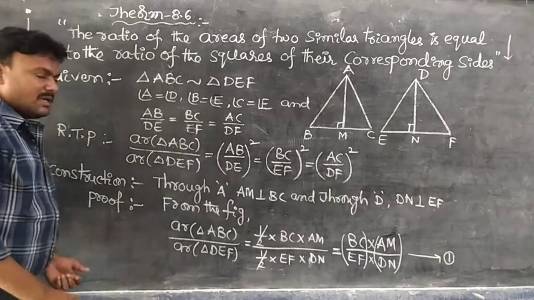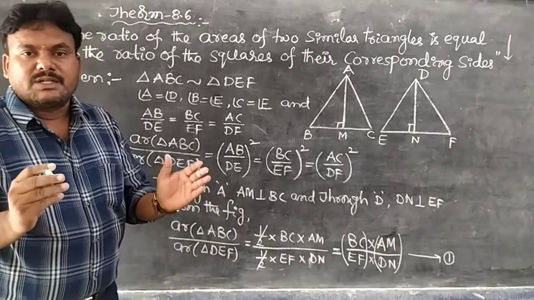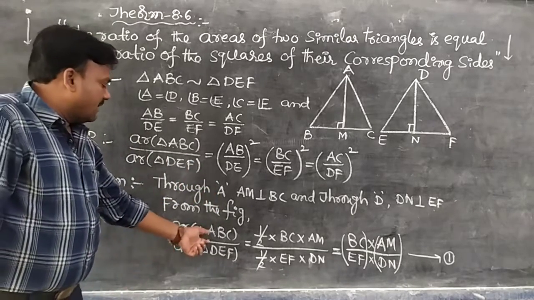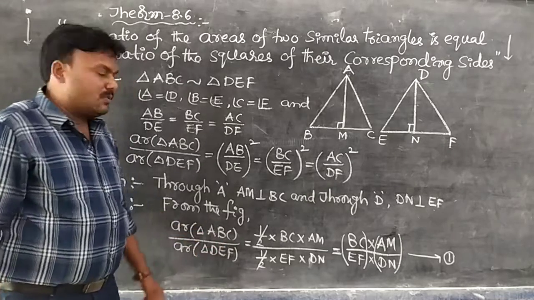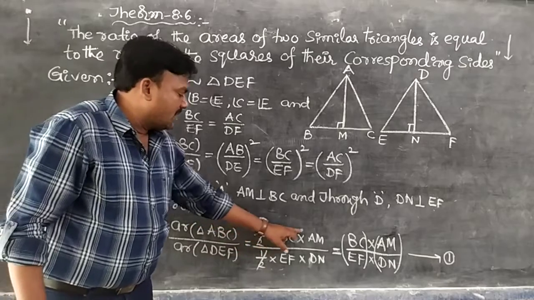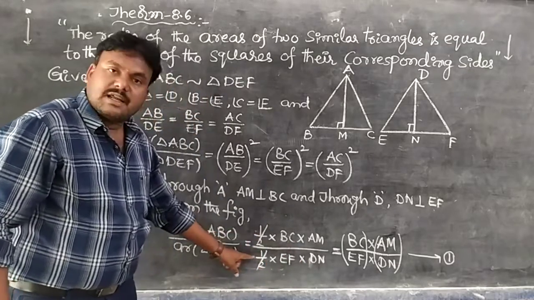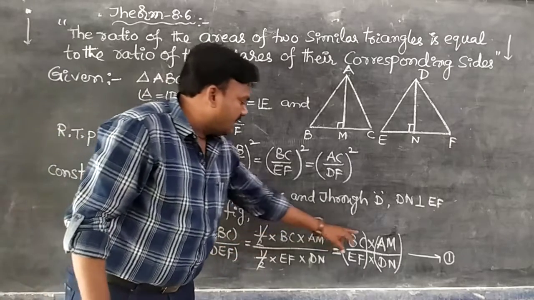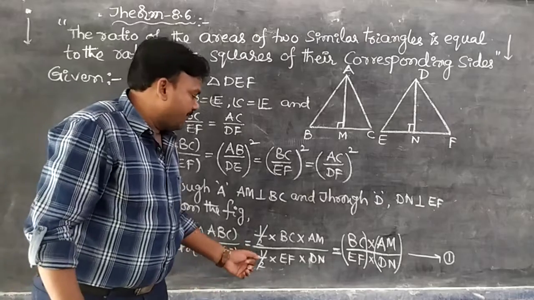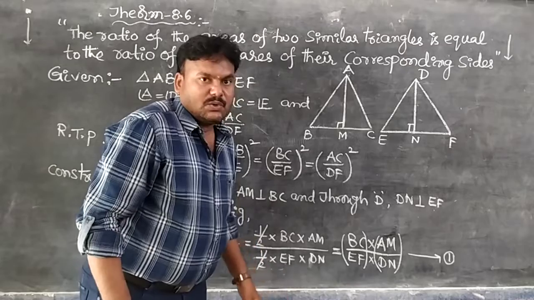Now comes the proof. We know very well the area of a triangle formula: half into base into height. So from the figure, area of triangle ABC by area of triangle DEF equals half into BC into AM by half into EF into DN. The halves get cancelled. Then BC into AM by EF into DN. Right? Here, BC by EF is one ratio, and AM by DN is another ratio.